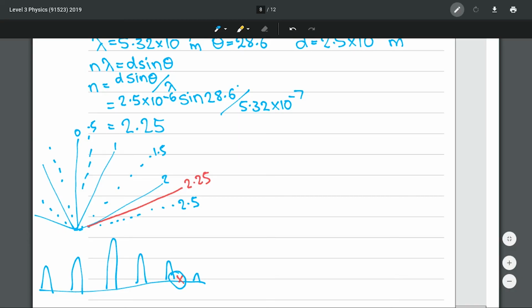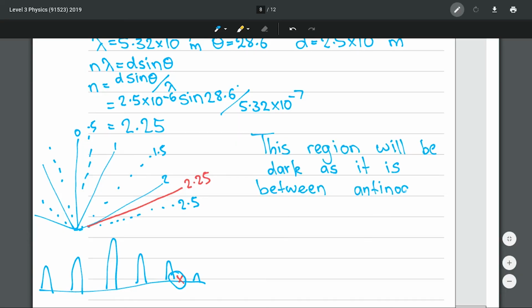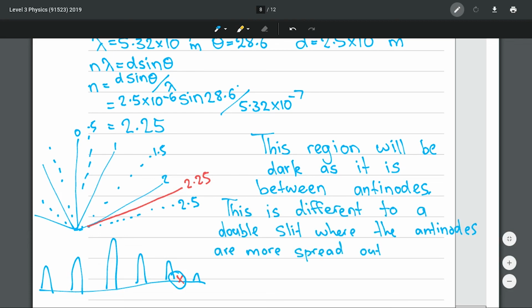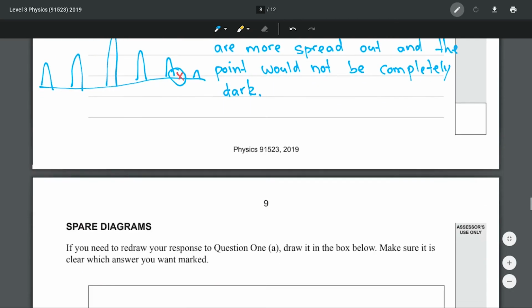Once again, that's because it's a diffraction grating and the lines are very defined. They're not smooth like you might see with two source interference. They are sharp and defined. So let's put that into words. This region will be dark as it is between antinodes. This is different to a double slit where the antinodes are more spread out and the point would not be completely dark. And we're done.